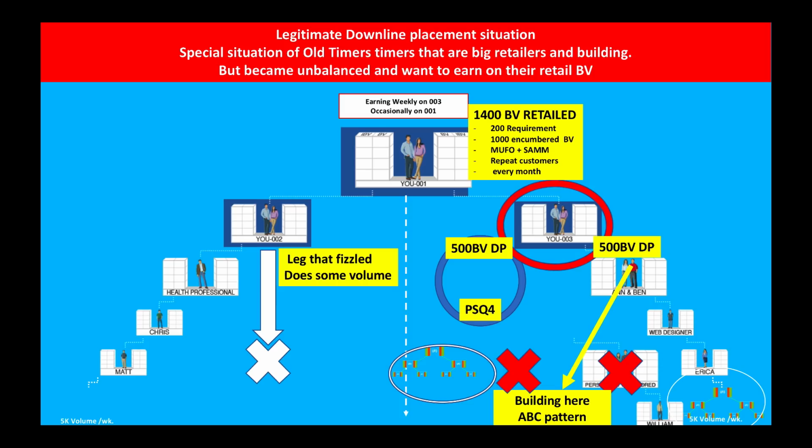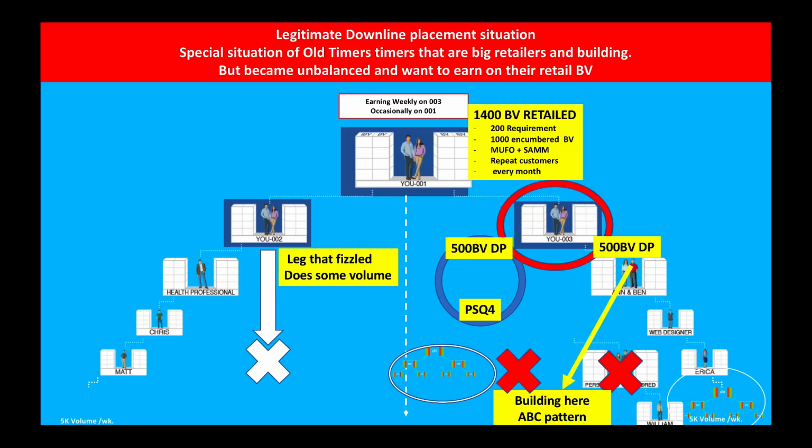Another legitimate situation would be this. And this happens to a lot of people that have been in the business for a long time. Stuff happens. Sometimes things don't turn out the way you expected them to. So as they built their left and their right leg, the left leg took off and then it atrophied. Something happened and it kind of fizzled. It still does some volume, but their real action is under their 003. Look at the chart. So that really, in their mind, became their 001. And they're building the left and the right side of that.